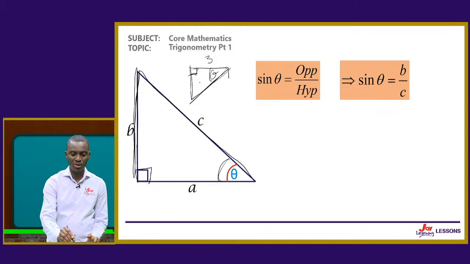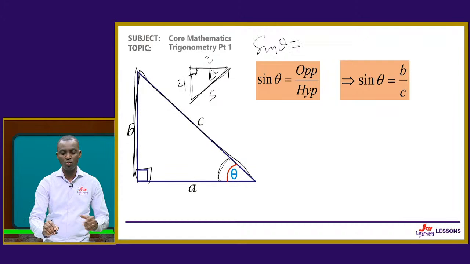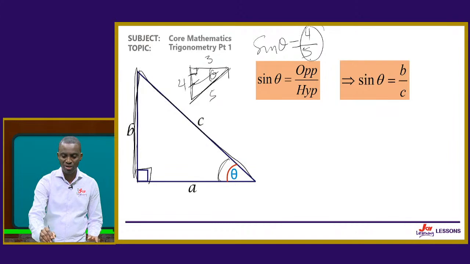Then I will say, let's say here is 5, I can say theta can be defined in terms of sine as sine theta equals the opposite side of the angle, which is the 4, divided by the hypotenuse side, which is 5. If I take the ratio of this, the result will be the sine of the angle theta. That is what it means.